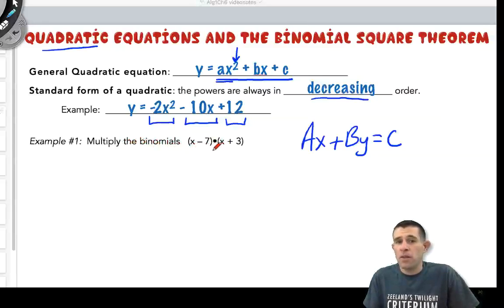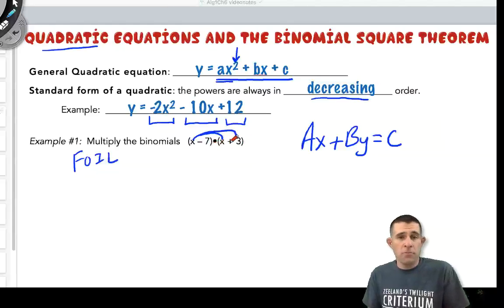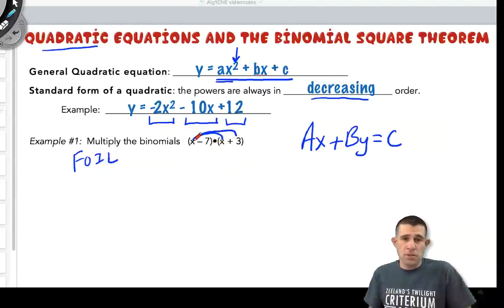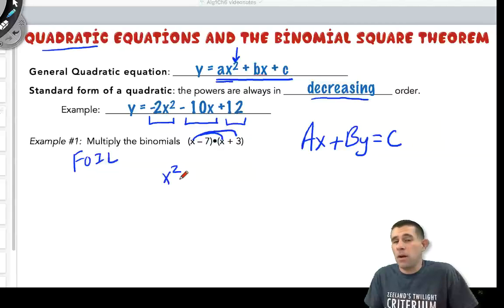Example 1 says to multiply these two binomials. When we multiply binomials, you may have learned the FOIL method: first, outside, inside, last. However, a better way to think about it is the distributive property. We need to distribute the x from that first binomial to both of the terms in the second binomial. So x times x gives us x squared. x times a positive 3 gives us positive 3x.